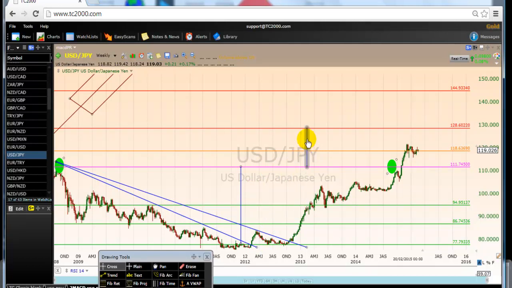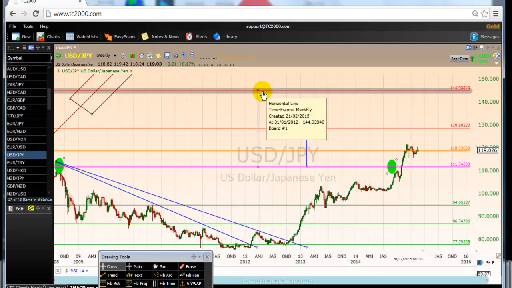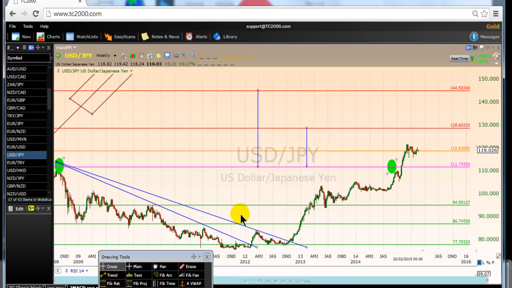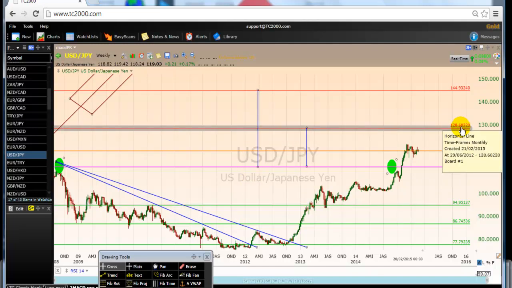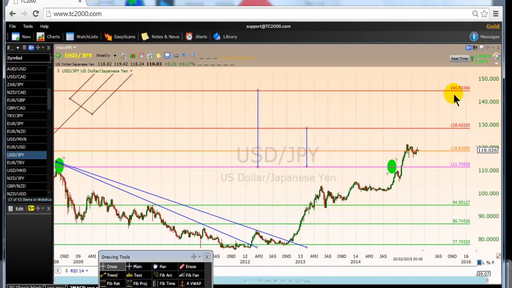So by projecting half of that depth from the cycle point, I have resistance level 1. By projecting the whole depth of the round bottom forming the cycle point, I have resistance level 2. This is a horizontal channel projection. That's how I come to 12860 as resistance level 1, and also resistance level 2 at 11493.